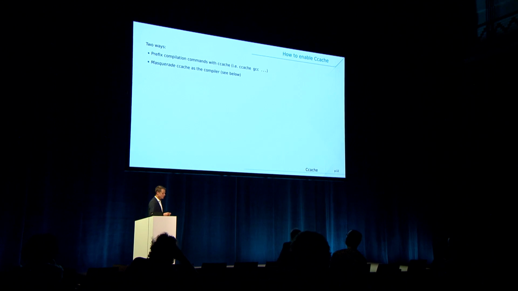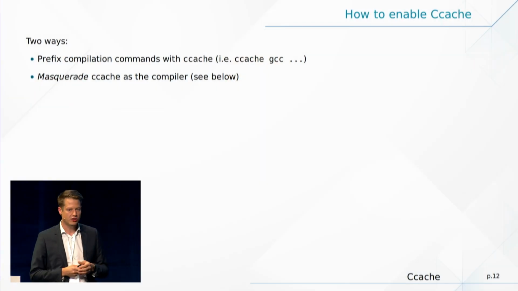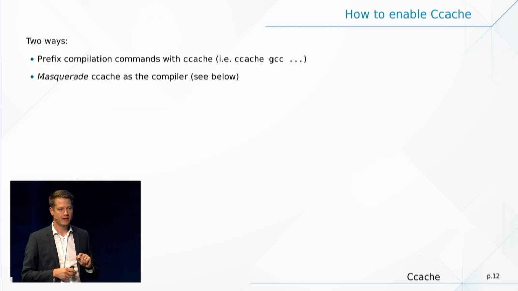Let's see how it's going to be used. So there are two ways to use CCache. You can actually prefix your compilation commands with the CCache command. So instead of just running GCC, you do CCache GCC. Alternatively, you can just masquerade CCache as your compiler.